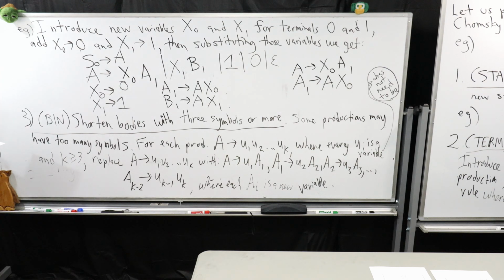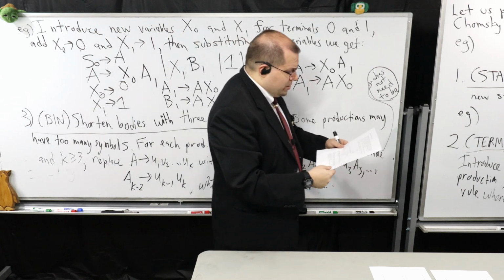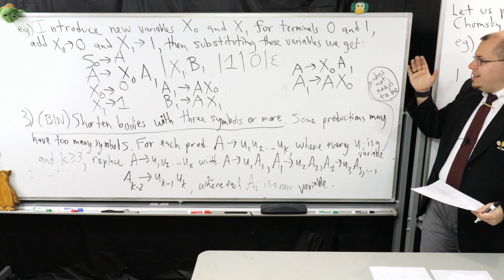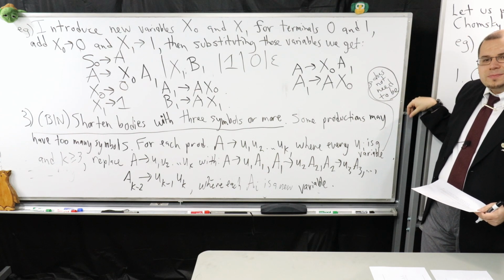So have we gotten rid of all the longer bodies? Everybody, tell me, are we okay with this step? Now every one of my production rules has at most 2 symbols. Does everybody see that? Are we okay with this? Give me a thumbs up if you got where we're going so far. So all I've done is eliminate all these extra length productions.